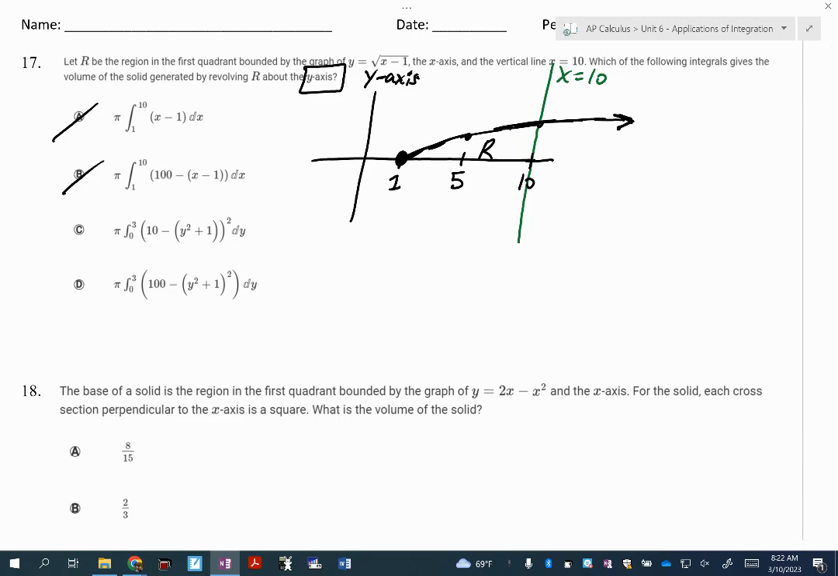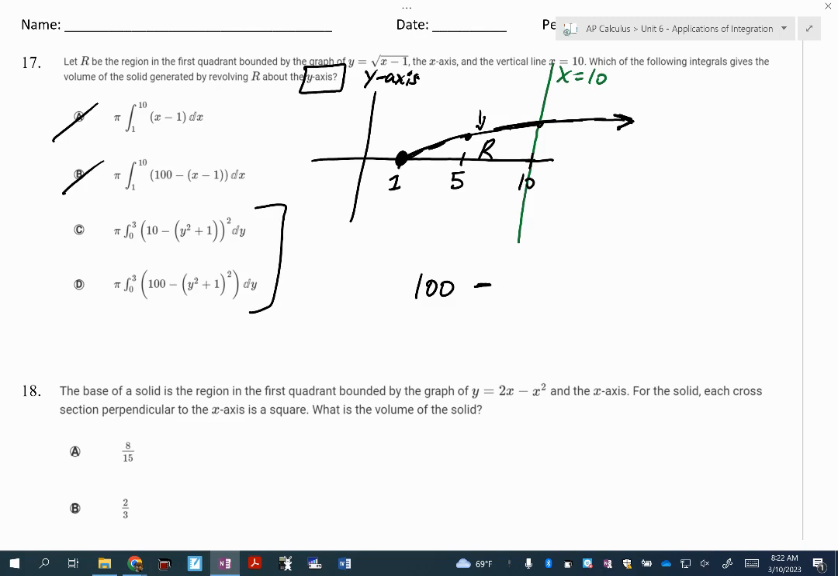So that'd be 0 minus 10, all of that squared, and negative 10 squared is just 100. And then that's going to be minus the distance from the axis of revolution, the y-axis, 0 minus our closer one, which is this square root function. You'll notice in both of these answer choices, you have the whole number first, which makes sense. We talked about that.